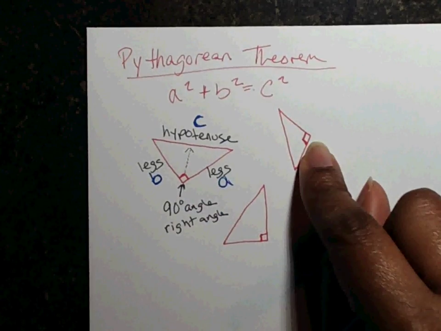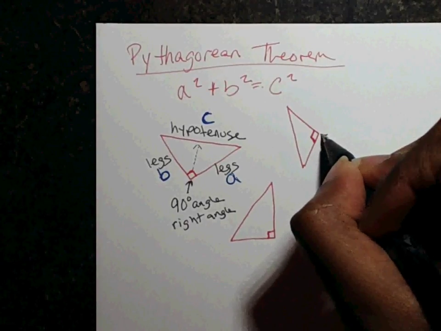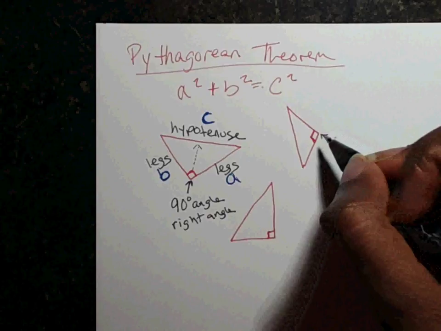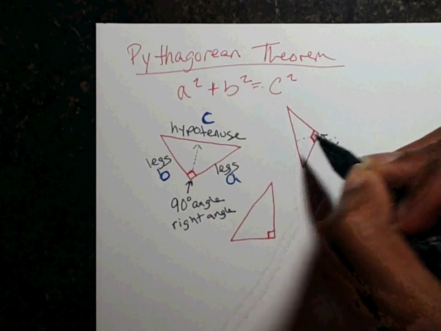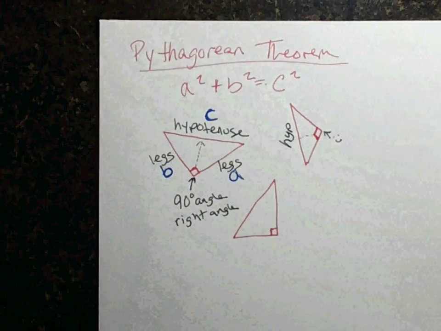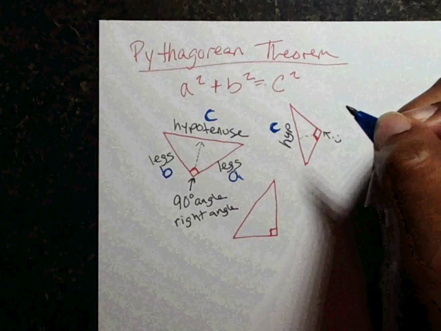So, let's go to this triangle here. First off, can we use the Pythagorean Theorem with it? Yes. Why? How do I know that? I have a right angle. That right angle makes me happy. So now that I have a right angle, the first thing I do after I locate my right angle is look right across from it and label this side my hypotenuse. My hypotenuse is always labeled with the letter C.